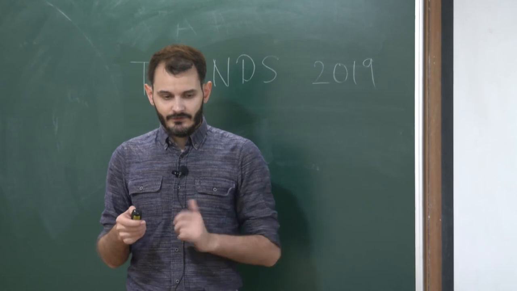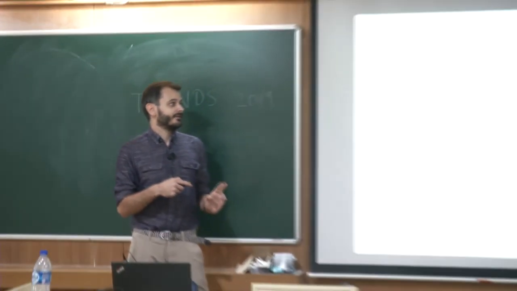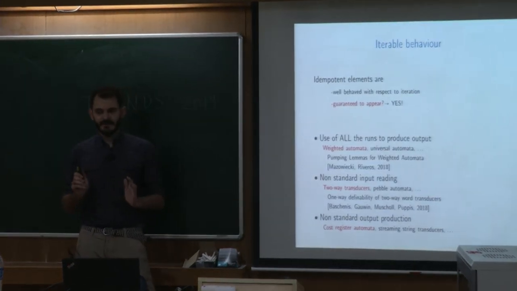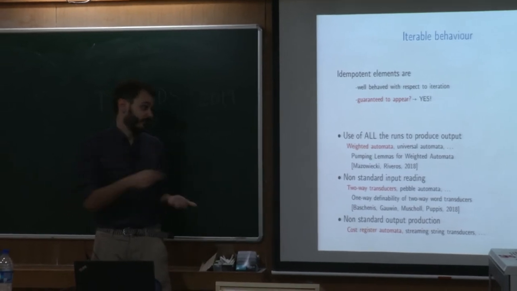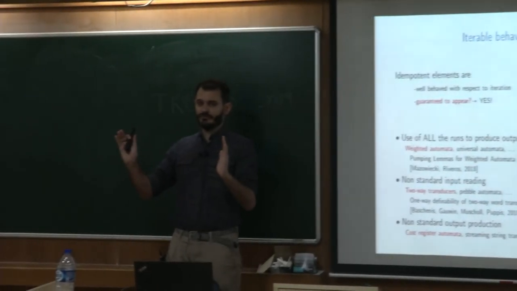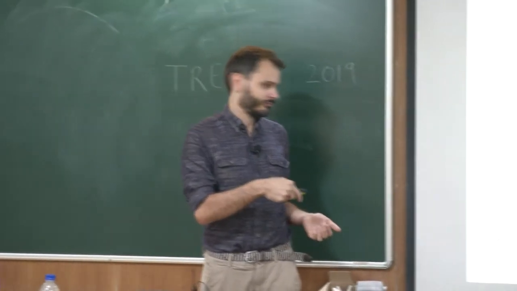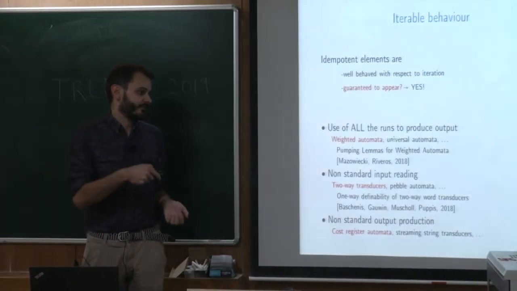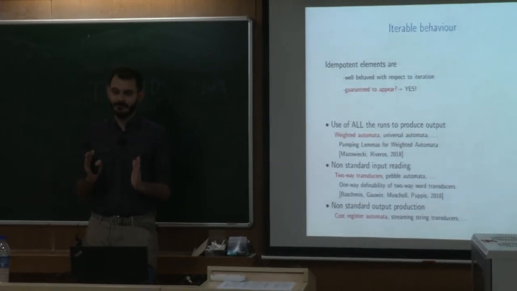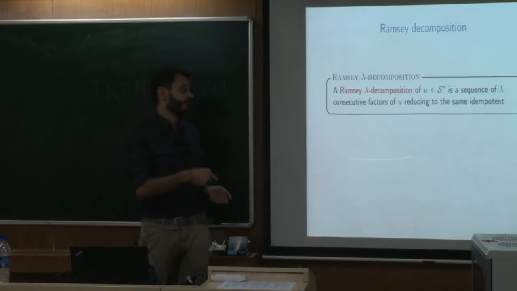Okay, so just before going further, one thing I should add is that idempotent elements are well behaved with respect to iteration, but sometimes it's not enough to have a single idempotent element. Actually, for both of these results, I think you need several repetitions of the same idempotent in a row, a bounded number of times. Here it's two times or something, and here it depends on the number of states of your automaton. But yes, having a single idempotent is sometimes not enough. You might need several of them. So this leads us to the following definition.